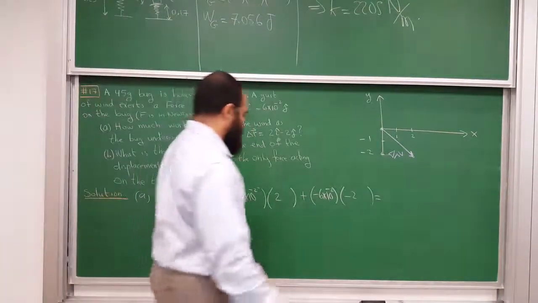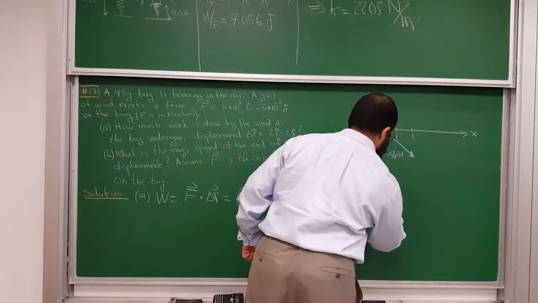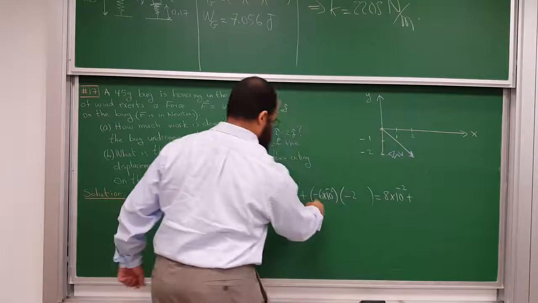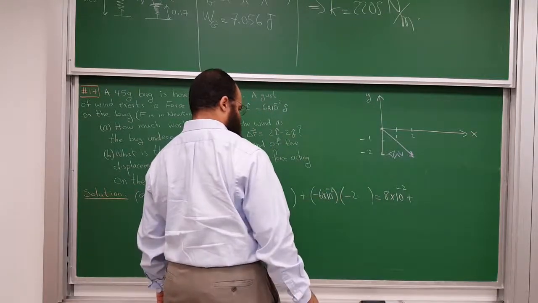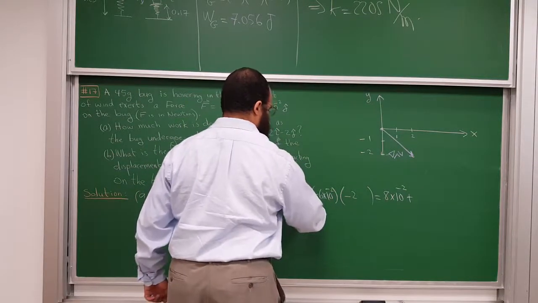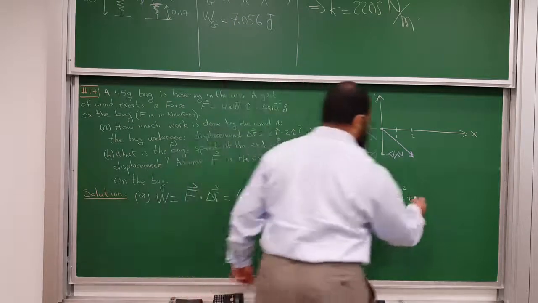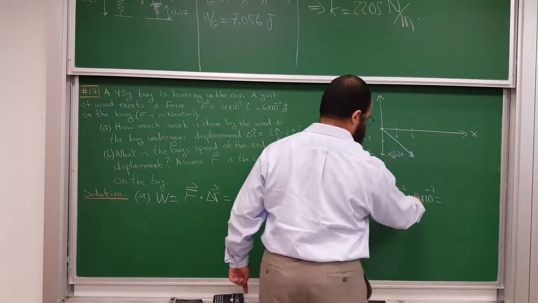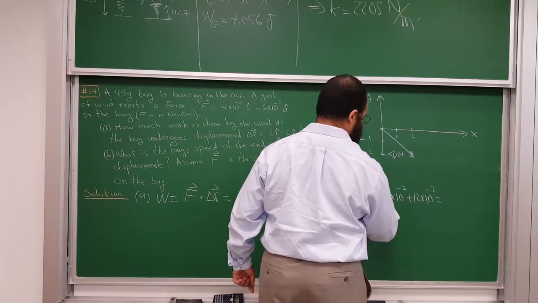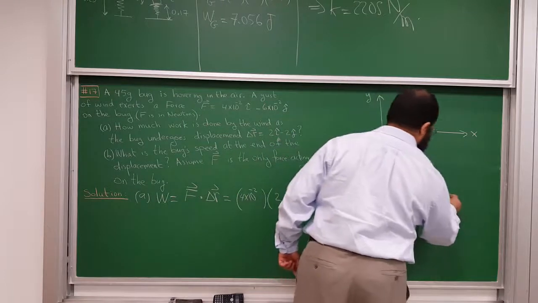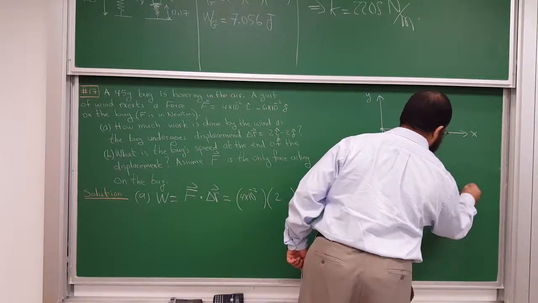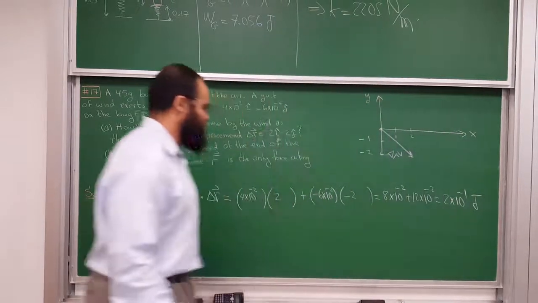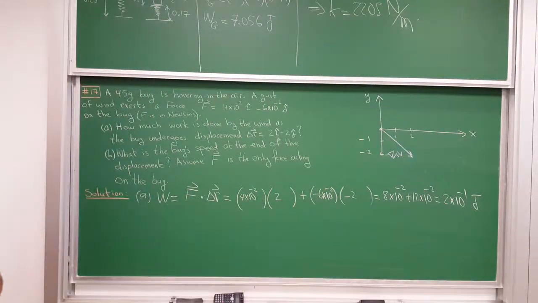And what do we get here? 8 times 10 to the minus 2 plus, right? Minus 2 times minus 6 is plus 12 times 10 to the minus 2. So 12 times 10 to the minus 2. And so this gives me 12 plus 8 is 20, 20 times 10 to the minus 2. So that's 2 times 10 to the minus 1 joules of work, or 0.2 joules. 0.2 joules of work have been done.